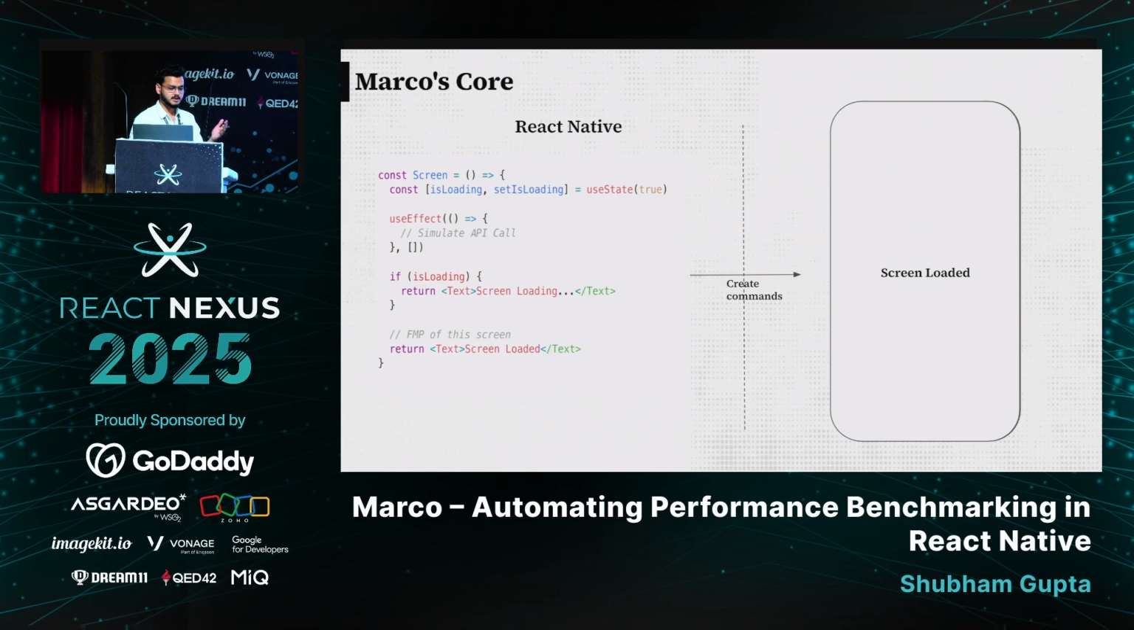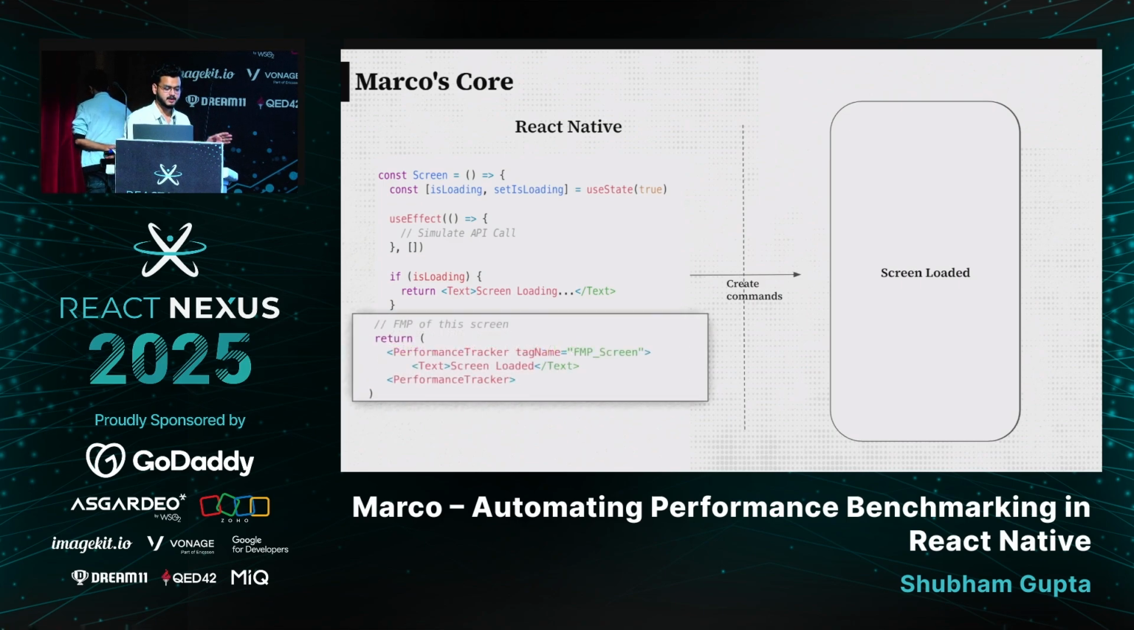As you can see in the complete picture, on draw is one of the last points where we get the information that our component or the view is now going to be painted on the screen. So Marco basically uses this on draw hook to precisely track when the screen is painted or not. But to keep it simple, it just provides a simple HOC component called performance tracker. So you just need to wrap your screen with this and it will do the things inside.